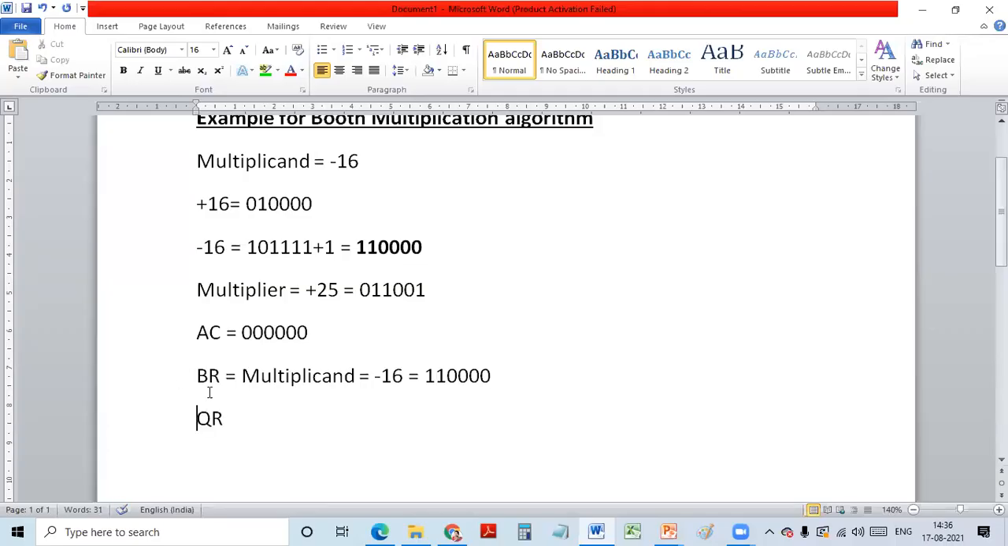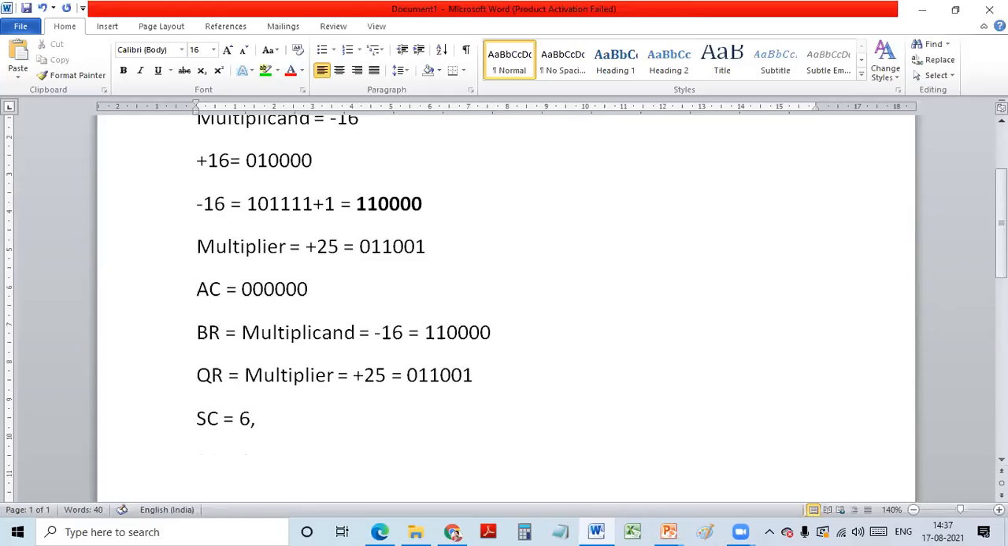And in the QR register, I have to load the multiplier, plus 25, which is 0 1 1 0 0 1. What are the other things? The sequence counter. How many bits are in the multiplier? 6 bits. So the sequence counter is 6. Right?